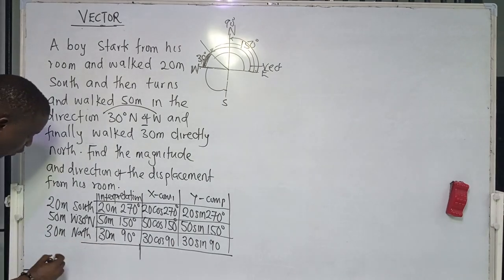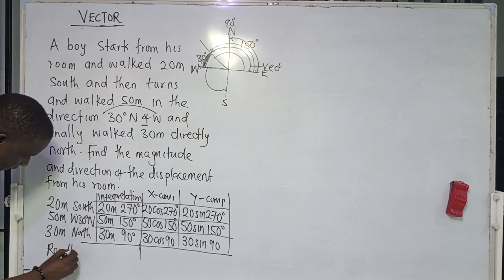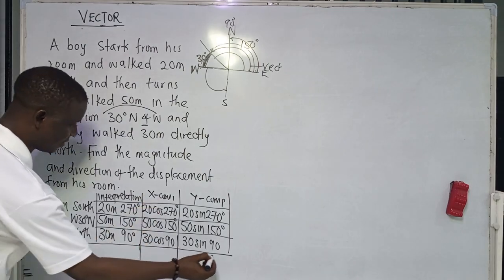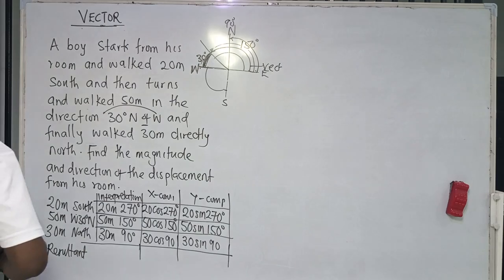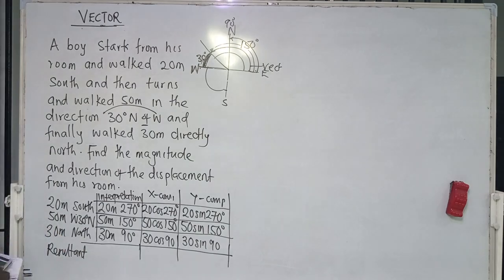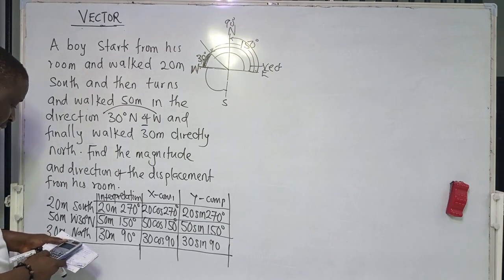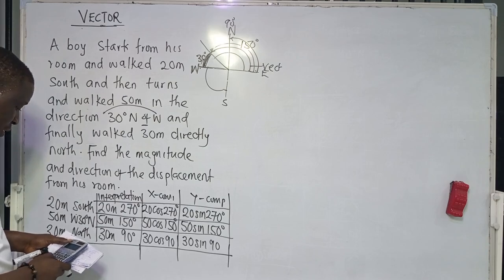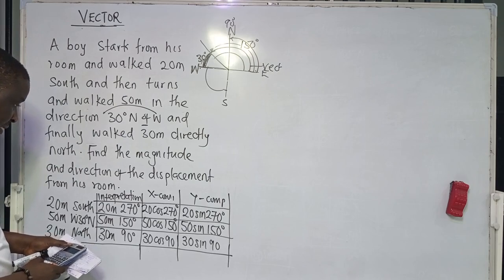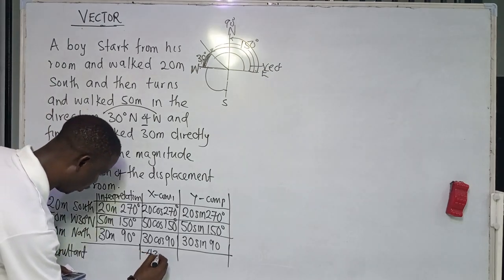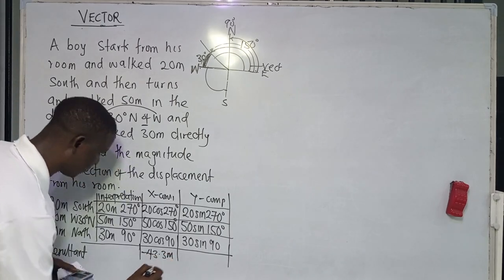Then you now find their resultant. What is their resultant along the x and along the y? Let's press our calculator and see what we are going to have. We are going to have 20 cos 270 plus 50 cos 150 plus 30 cos 90. That will give us minus 43.3 meters.